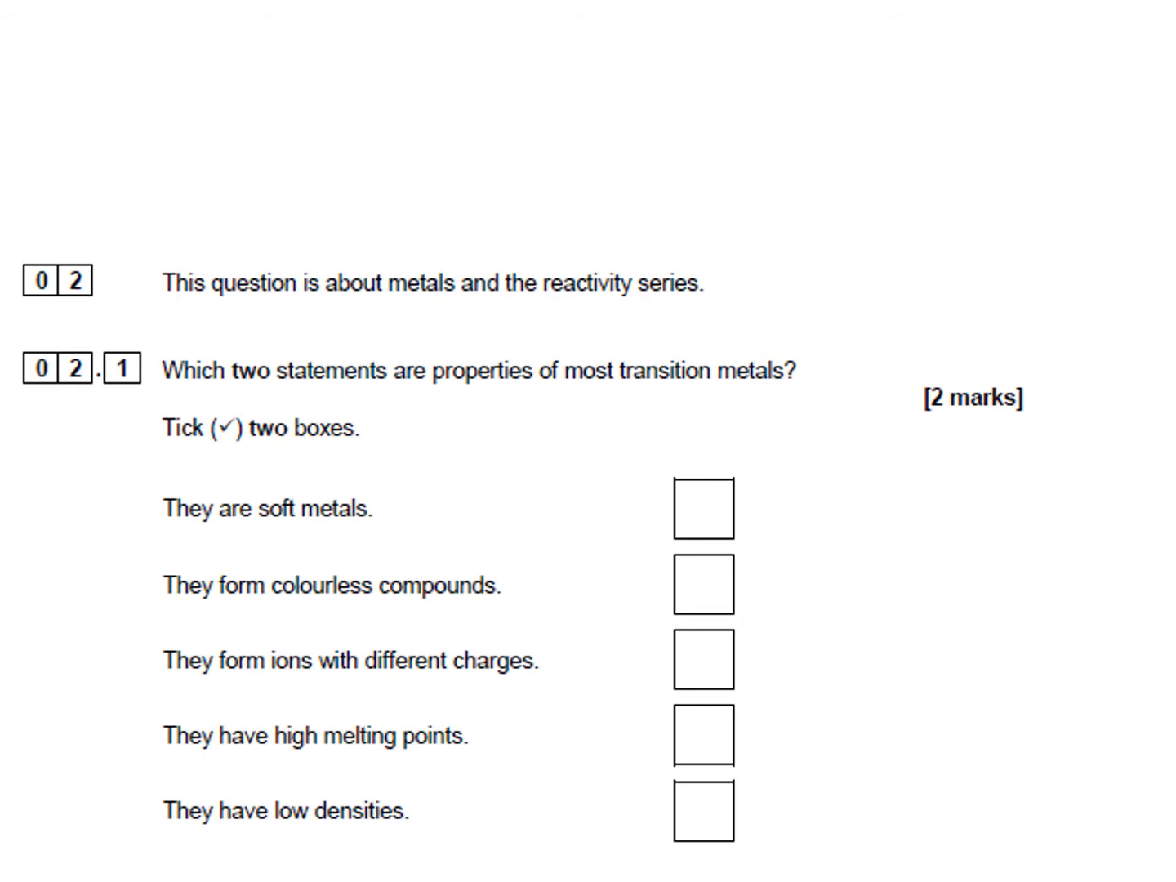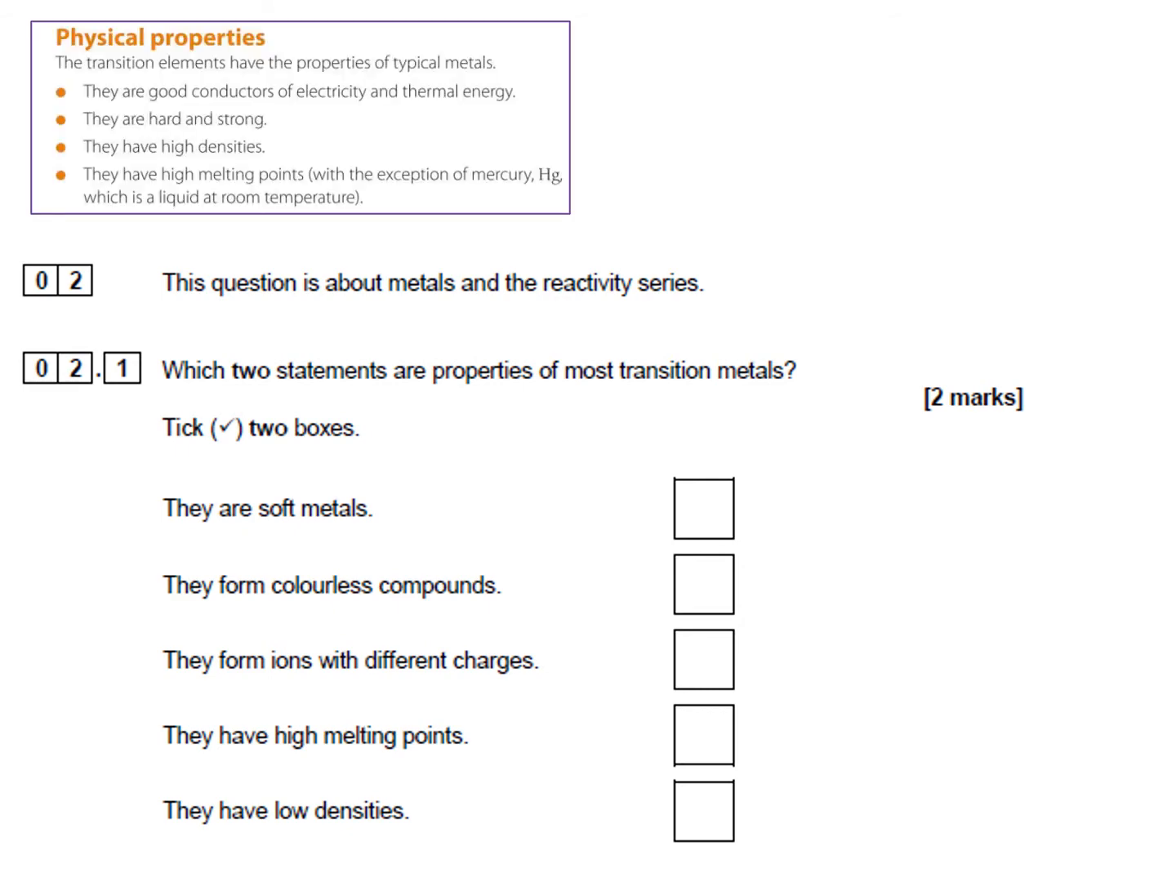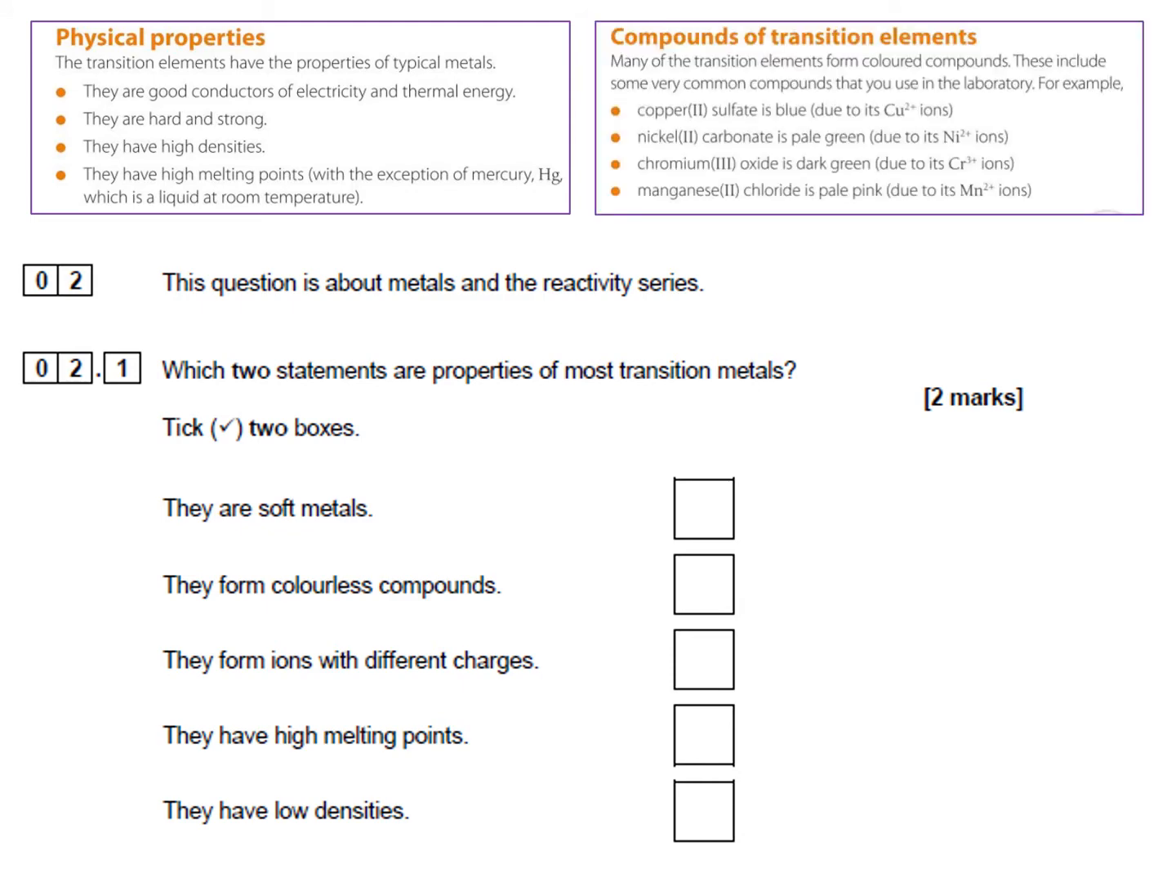Moving on to question 2 then. Metals and the reactivity series. Transition metals, remember that central block. We're looking at things like copper and lead and nickel and gold and silver. Okay, so metals would have these sort of properties: good conductors, hard, strong, high densities, high melting points. Transition metals in particular are the ones that form coloured compounds and are malleable, ductile, etc.